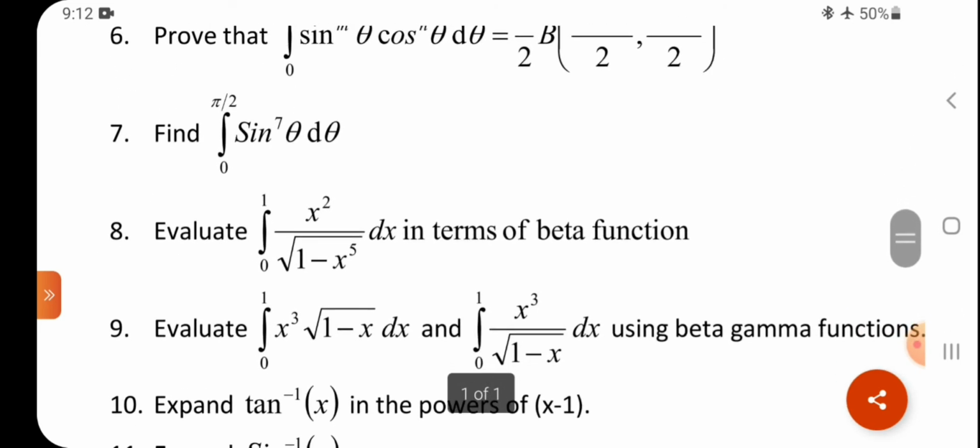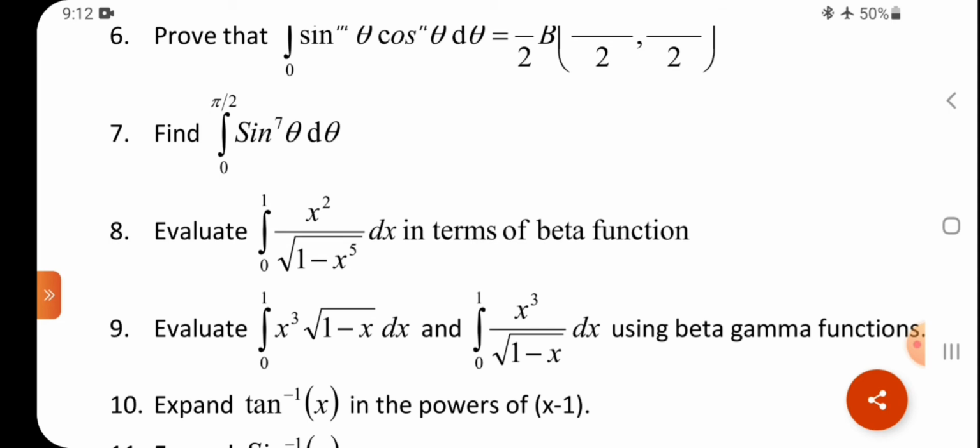Eighth one, integral 0 to 1 x square by under root of 1 minus x power 5 dx in terms of the beta function. Normally when the integral is 0 to 1, it is a beta function of the first kind. The general form is x power m minus 1 into 1 minus x whole power n minus 1. That is the general principle for the beta function. So here the difficulty is there.